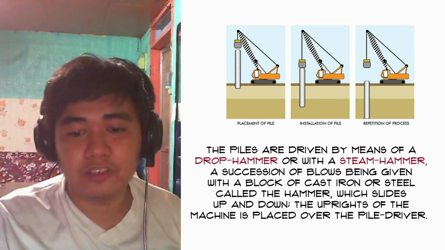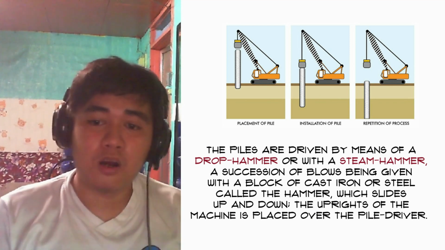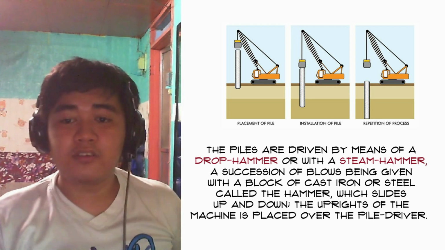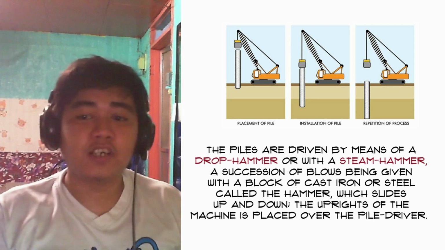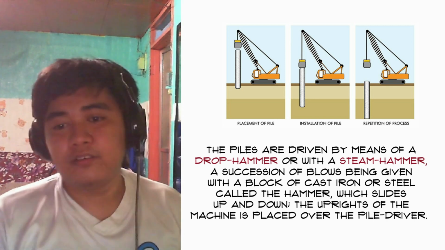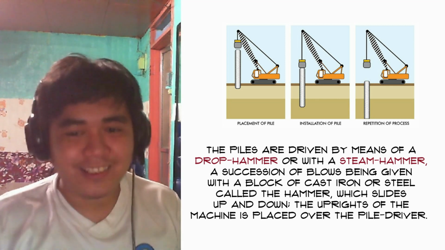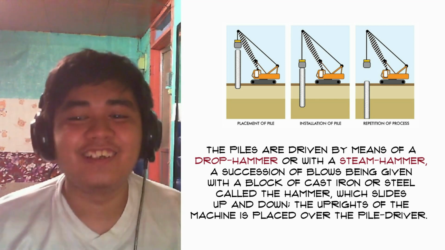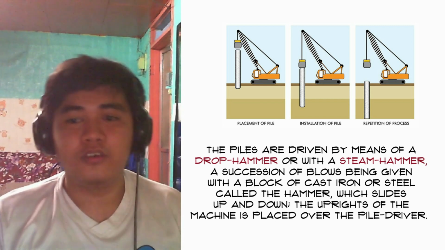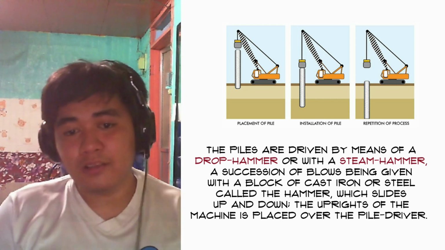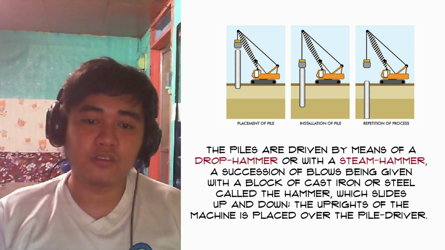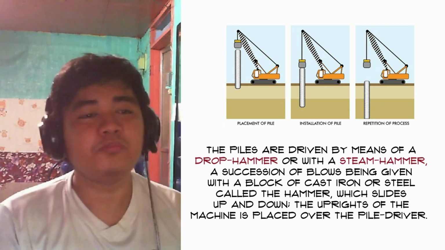The piles are driven by means of a drop hammer or with a steam hammer, a succession of blows being given with a block of cast iron or steel called the hammer, which slides up and down. The uprights of the machine are placed over the pile so that the hammer descends fairly on its head. The pile is being driven in.